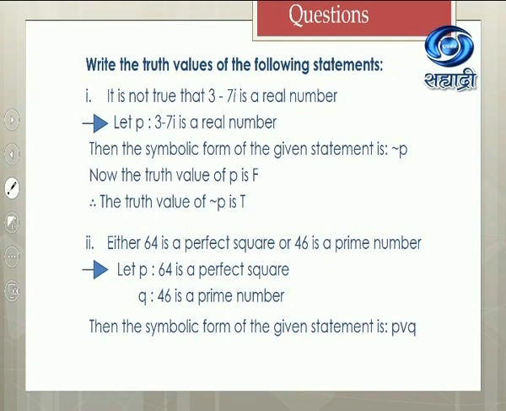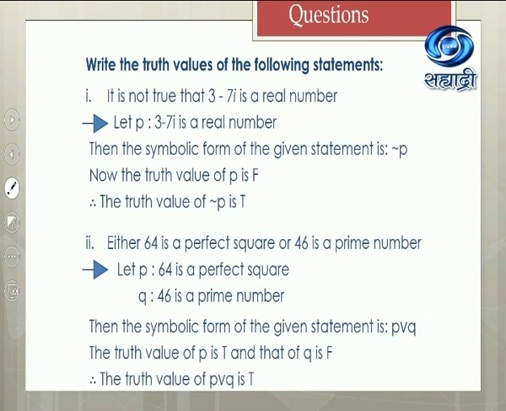Now we go for the truth value. For truth values, we will analyze one statement at a time. 64 is a perfect square. Yes, it is a true statement. 46 is a prime number. It is a false statement because 46 is not a prime number. So P or Q: in the symbolic form we are going to put P true and Q false. So true or false gives you true, because in the truth table of disjunction, if one is true, then the statement together is true.